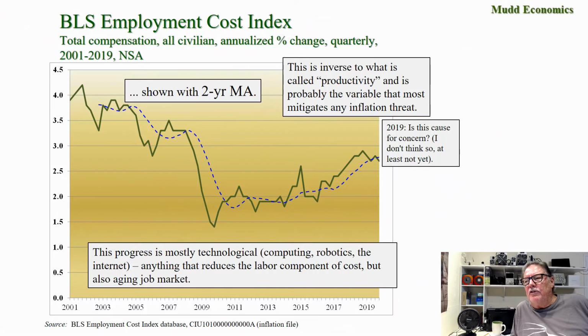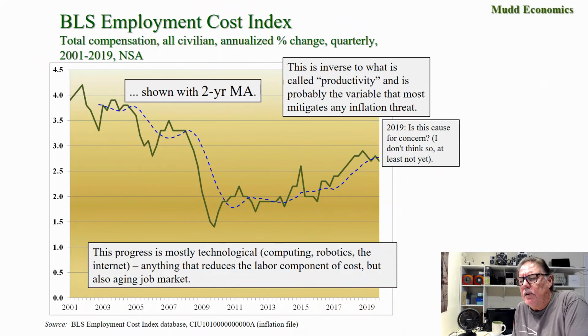And so this is somewhat inverse to what is measured as productivity, because remember, most measures of productivity try to estimate the labor content of manufacturing and services. And so, of course, if productivity is rising, this is declining. And we talked about that. And this declined until after the 2008-2009 recession. It bottomed out in 2009. And now it is very slowly climbing.